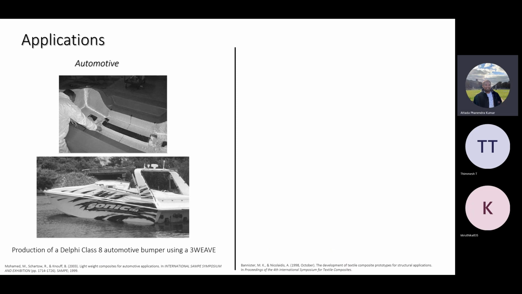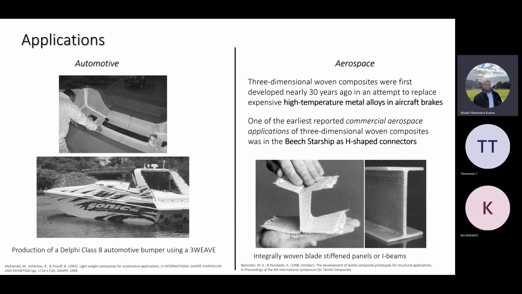Next, we talk about automotive applications. Here, they have used a 3D woven composite based bumper in a boat. They call it a 3B. And then in the last work, as Professor Chiara Bisagni was talking, they have manufactured a stiffened panel using a textile composite. So these are some applications.